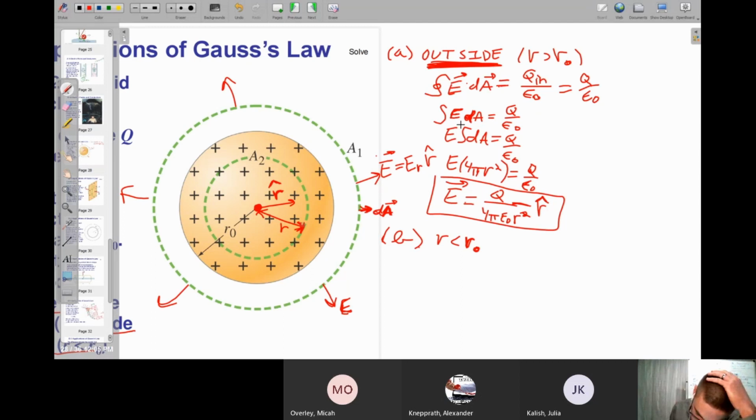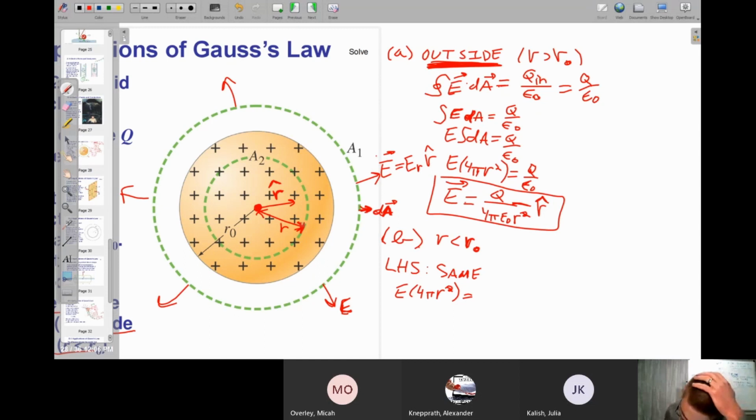E is along dA. The electric field is constant over the surface. It doesn't vary at different points across the surface. The left-hand side of the equation is exactly the same. I use LHS to refer to left-hand side. We still have E 4 pi r squared on the left-hand side. It's just that r is now smaller.